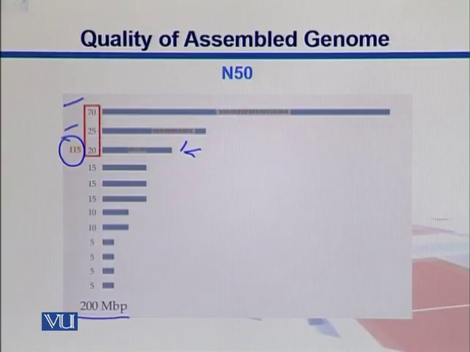So this measure is important. It can give you an idea about the size of the larger contigs and the contigs covering up to 50%. So if we have a larger N50 value, that one is good.